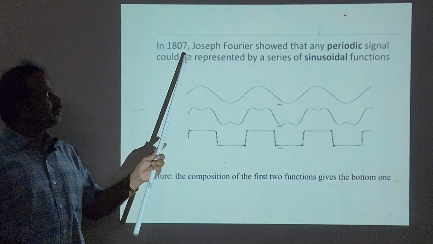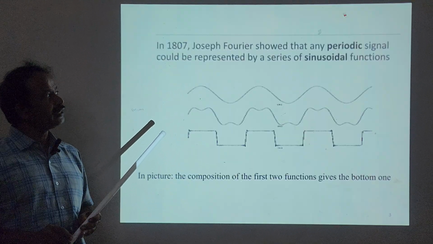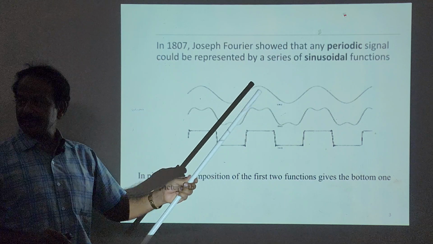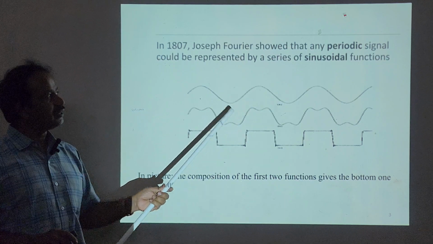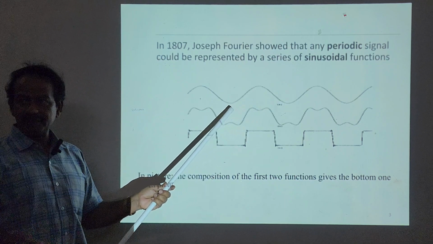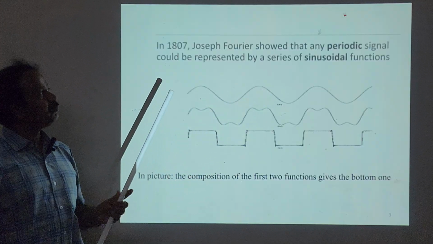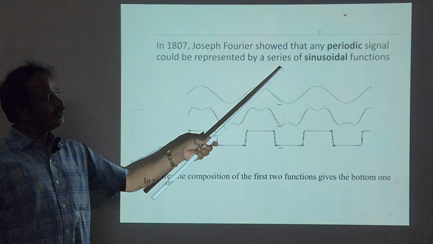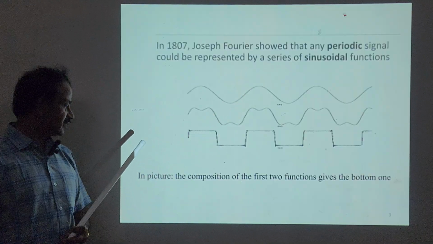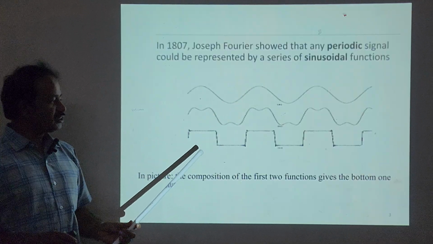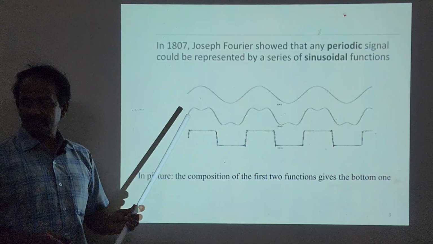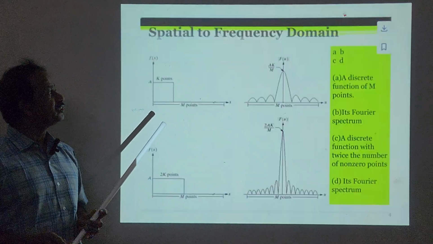This was introduced by Joseph Fourier, who showed that any periodic signal could be represented by a series of sinusoidal functions. Look at the waves; they are all periodic signals, with period in time and period in frequency. So the composition of the first two functions will give the bottom one. This is what is given in the picture.